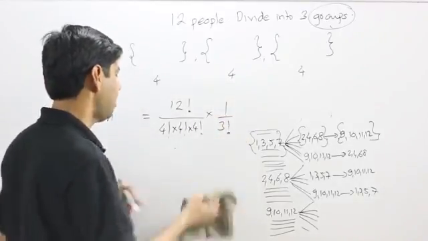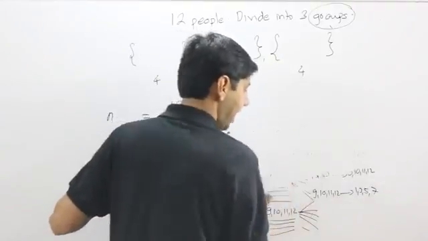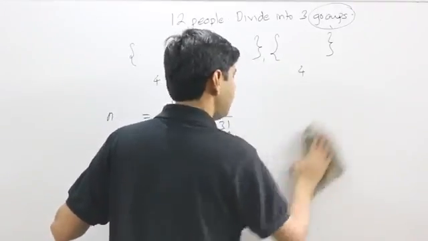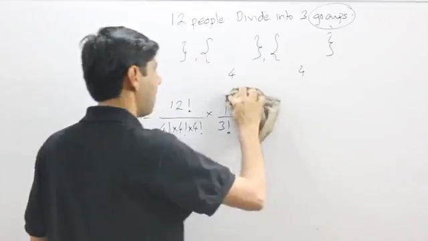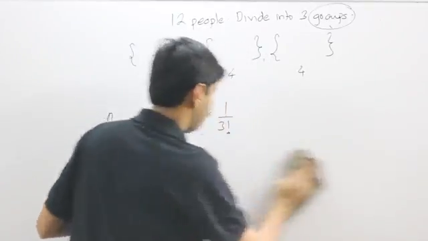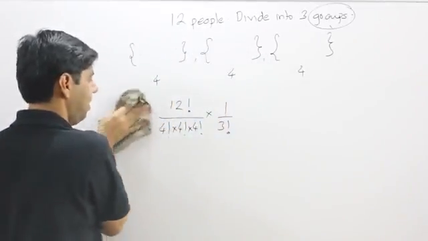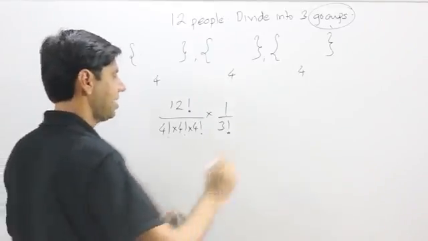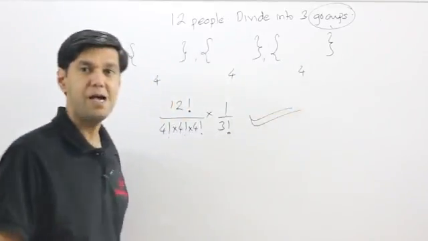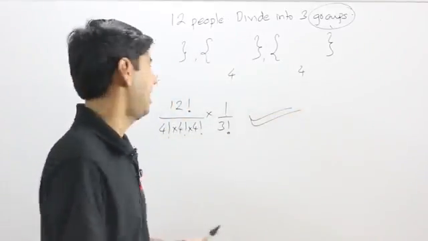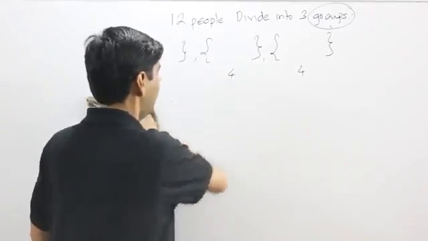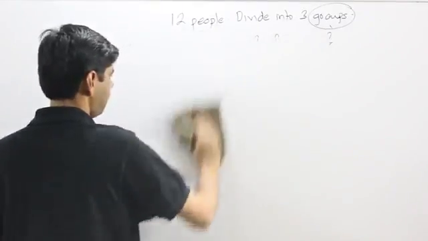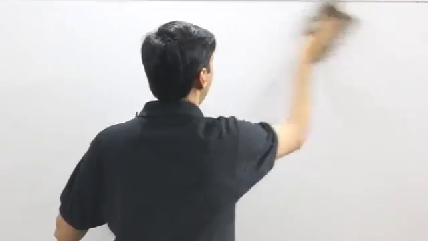Hope you have got the logic and the error that happens when groups have the same size. And the error is primarily about whether groups are distinguishable or not distinguishable. So this is our answer in this case, the correct answer. If you have got this, let's proceed. Let's do one quick question on the same thing.